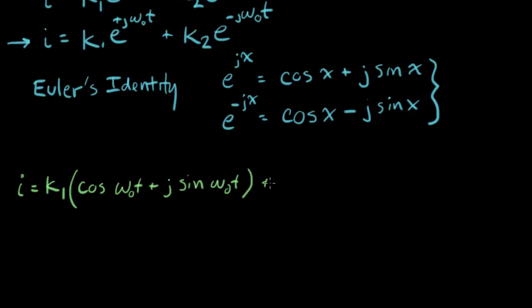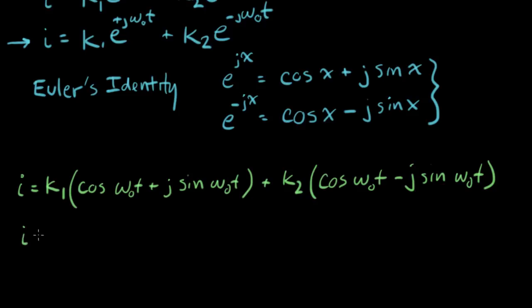Okay, now the second term is plus K2 times, now we have the negative up in the exponent, so we use this one, cosine omega naught t minus j sine omega naught t. Now we have our solution spread all out across the screen, and let's see if we can tidy things up here. So what I'm going to do is gather all the cosine terms together, and then I'll gather the sine terms together.